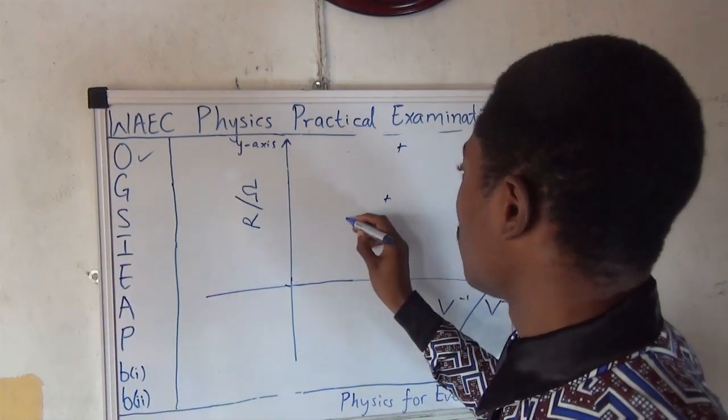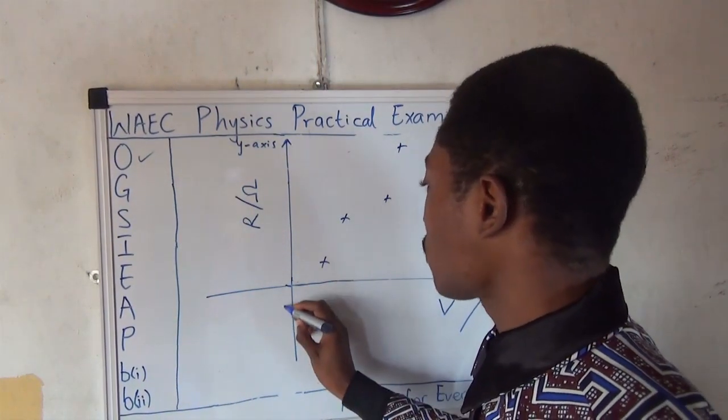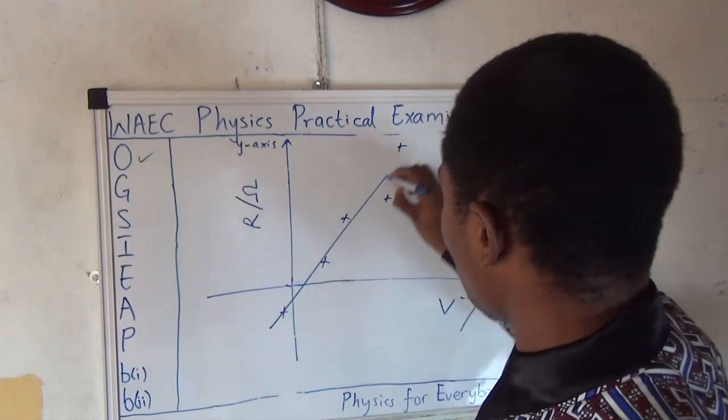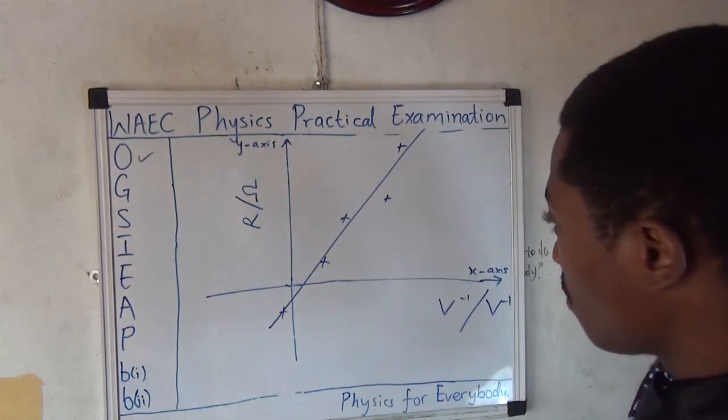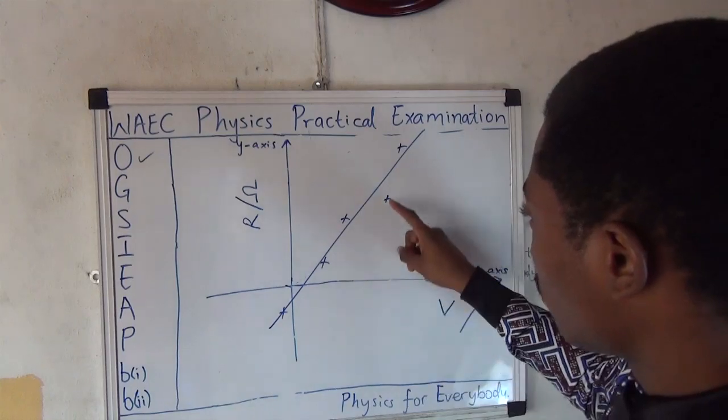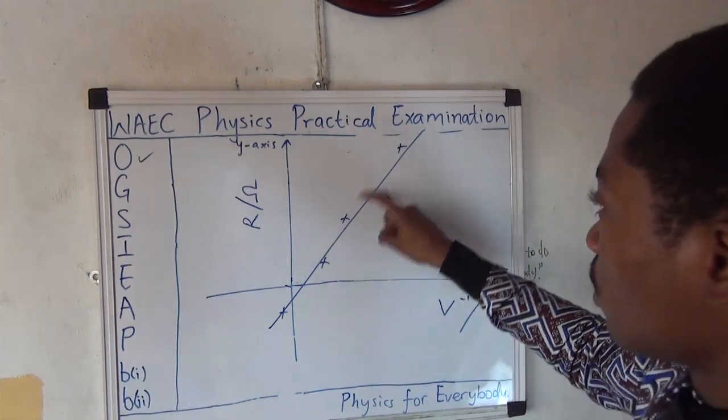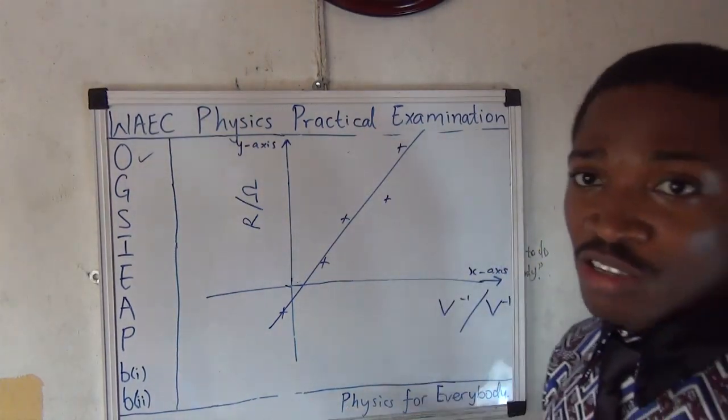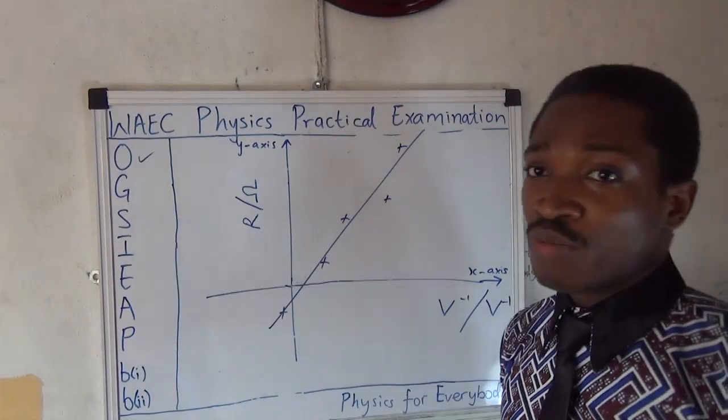So let me just draw a line of best fit for this. How many points do I have on the right? 1, 2. On the left, 1, 2. 1 point falling. Now let's assume this is my graph. How would I do my slope?